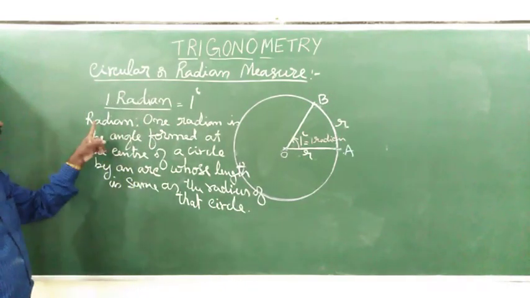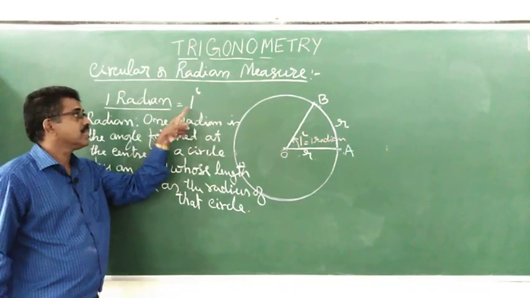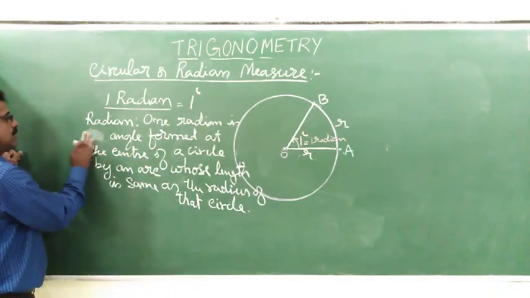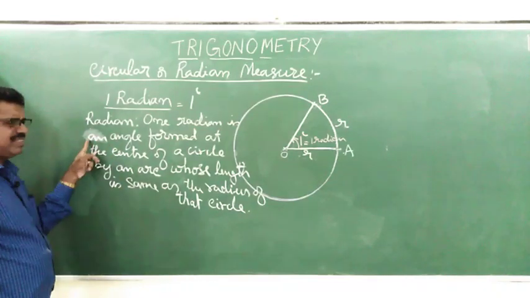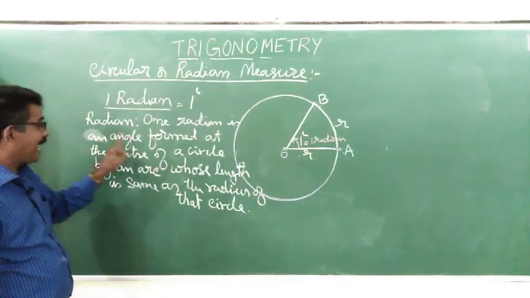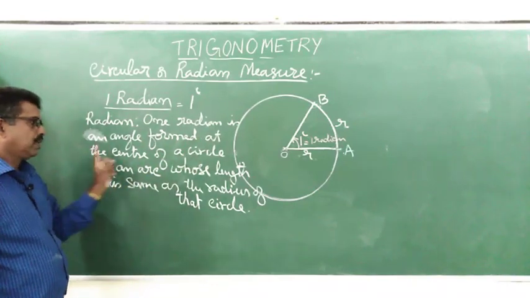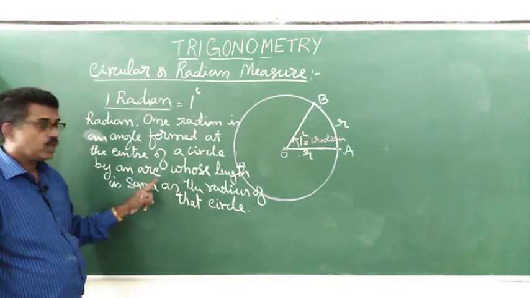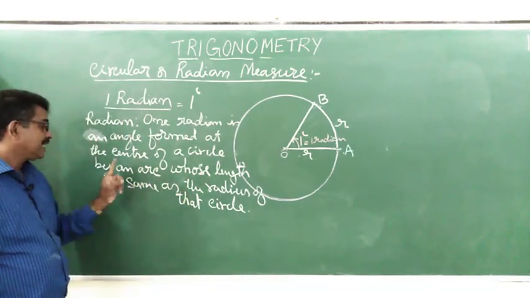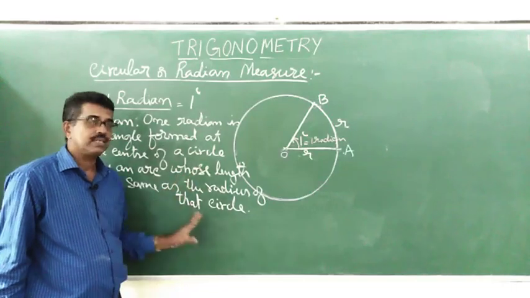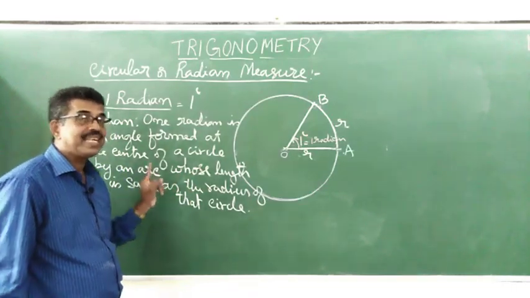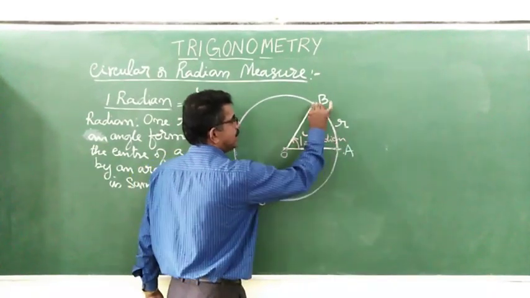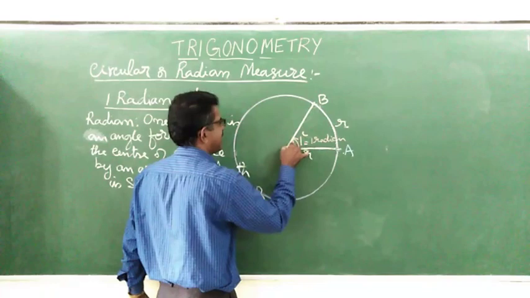Just read it once again. Radian definition: one radian is an angle formed at the center of the circle by an arc whose length is the same as the radius of the circle. This should be the same as this. This should be the same as this. Of course, this also is R.